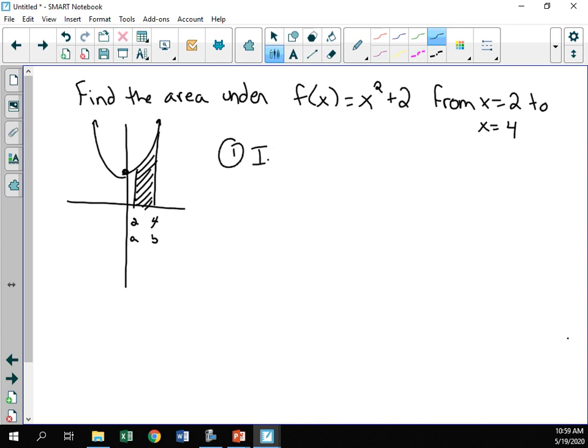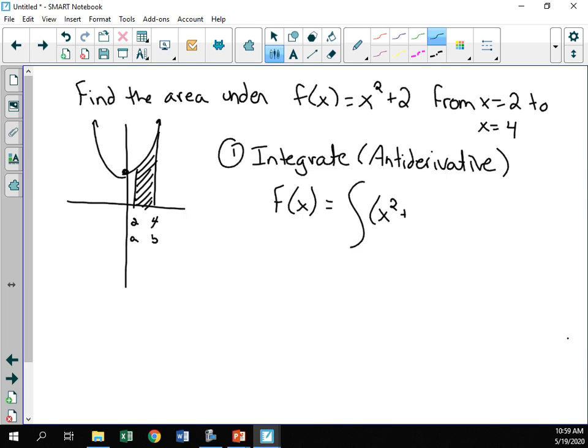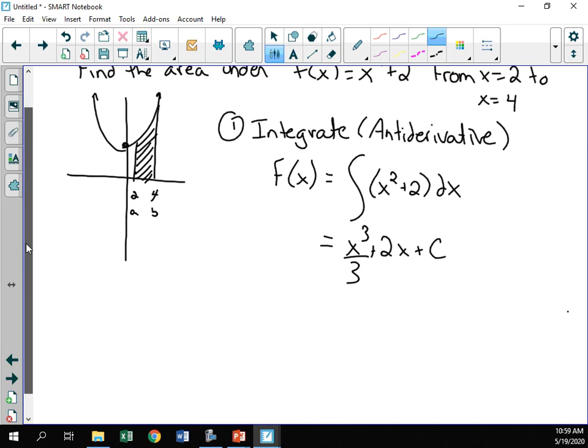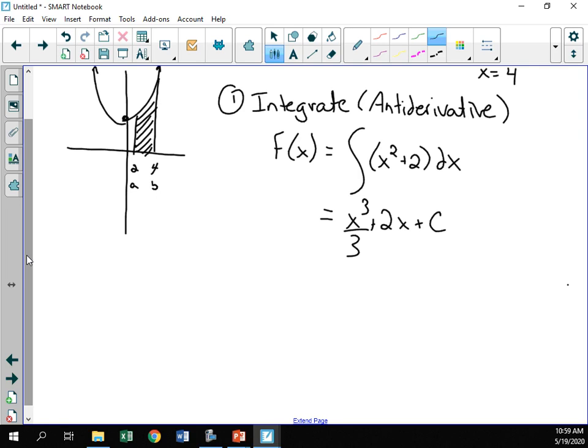Step 1, integrate, or antiderivative, which we worked on last week. So f of x, capital, represents the integral, is the antiderivative of x squared plus 2 dx. So what do I get? I get x cubed over 3 plus 2x plus my constant. Now you're going to see what happens to the constant, why I didn't show you the initial condition and how to find c yet. It's because you don't need it for this.